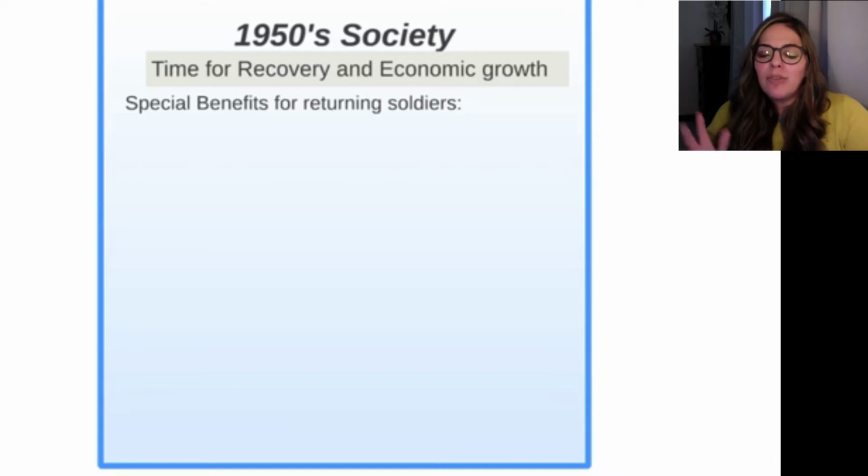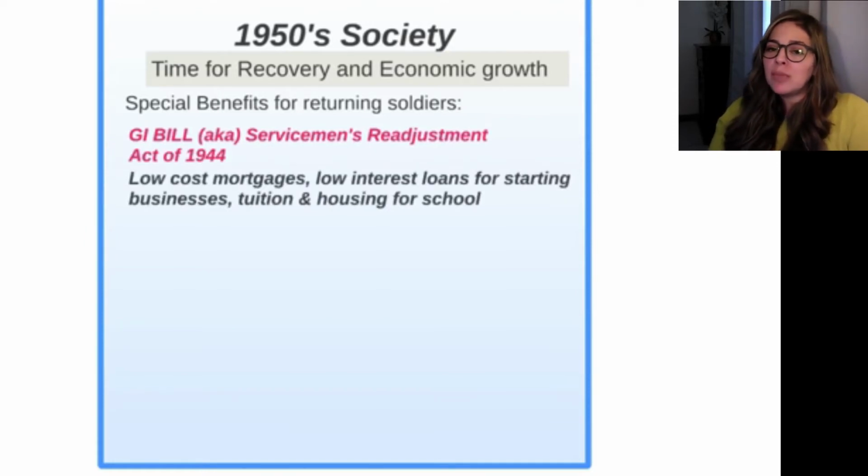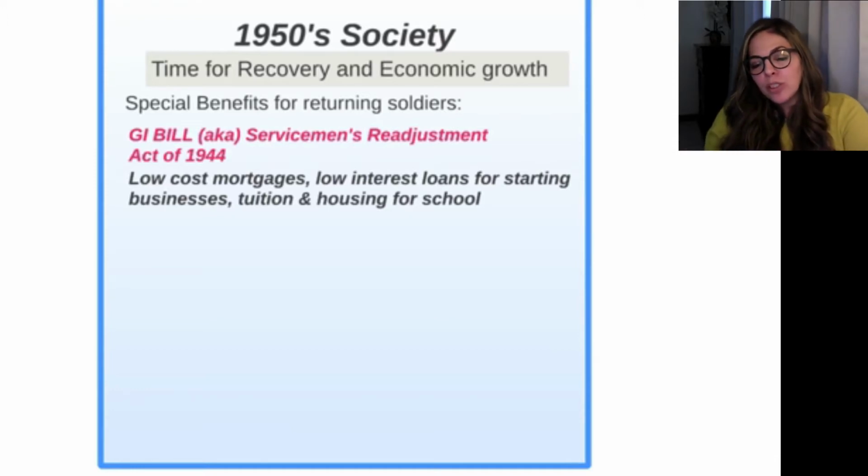In addition to that, for the 1950s, you have to think about what's going on here. The 50s were a time of recovery and economic growth. Part of the reason for that has to do with the GI Bill, also known as the Servicemen's Readjustment Act of 1944. What this does is it creates financial help for soldiers coming back after World War II, and assists them in acquiring low-cost mortgages to buy homes, loans for going to school, not loans, but tuition and housing for school, and loans for them to start businesses.